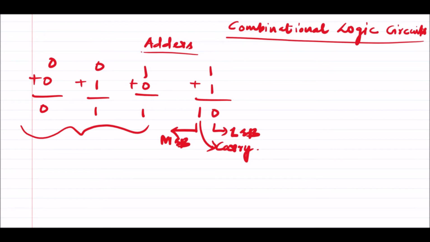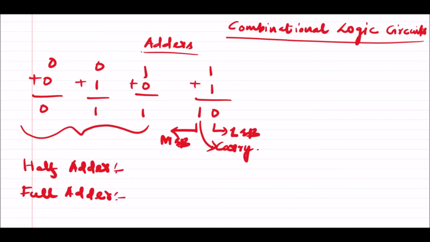So basically adders are divided into two types. The first one is half adder. And the second one is full adder. So what is a half adder? Remember, a combinational logic circuit that performs addition of two binary bits is called a half adder. And the one which performs addition of 3 bits is called a full adder.